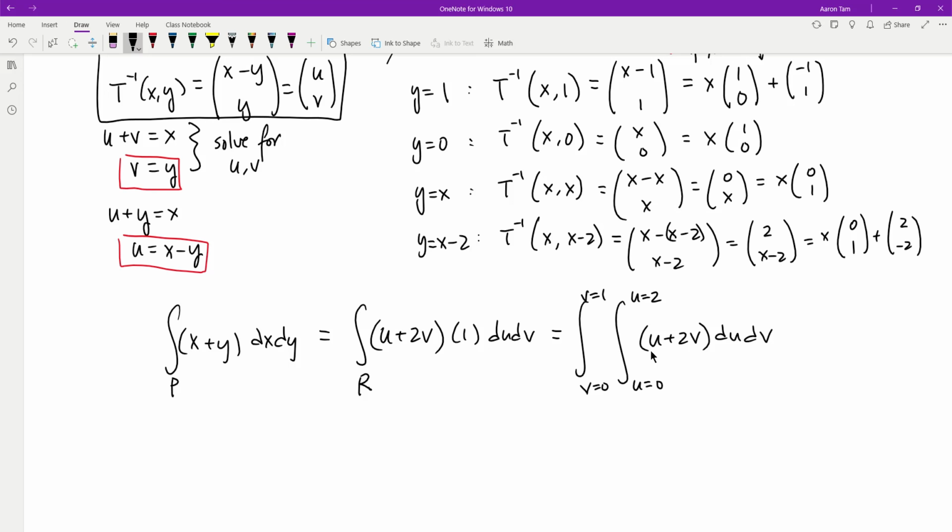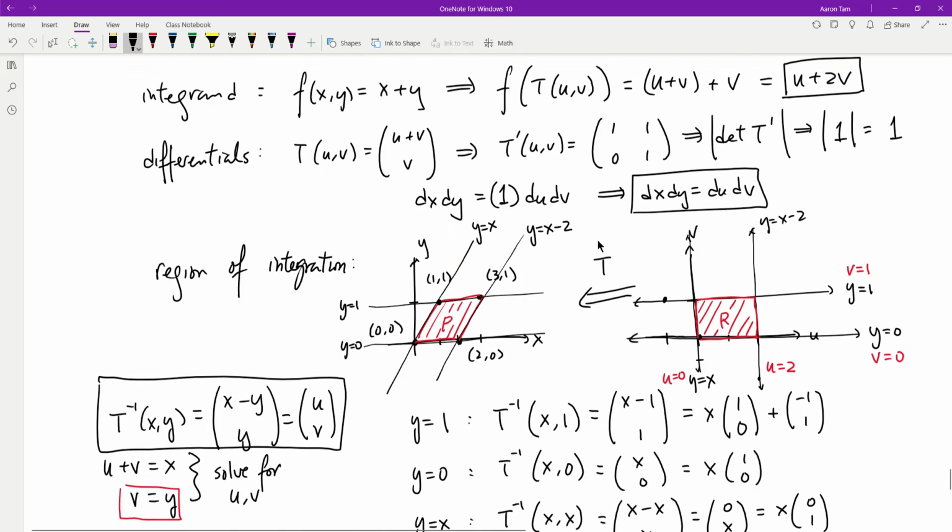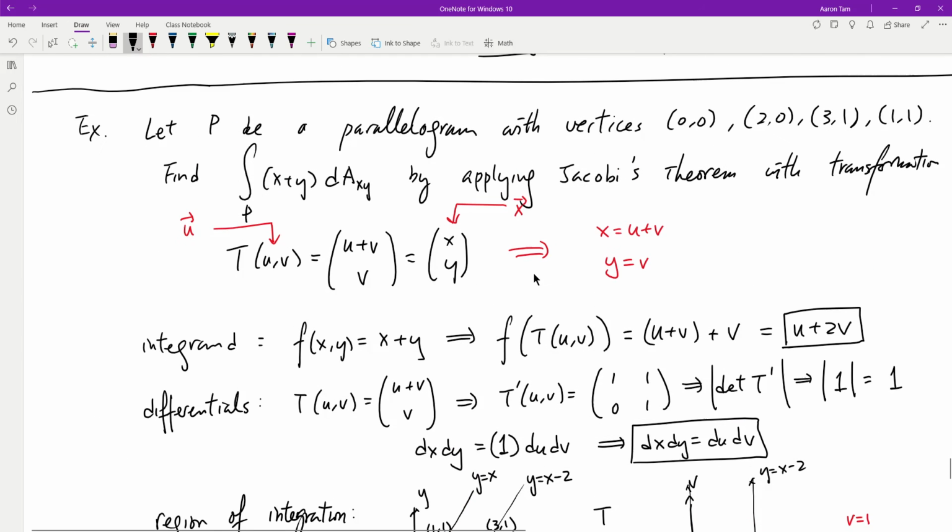And this integral should be relatively easy to evaluate. I believe the answer is 4. You should go ahead and try to evaluate that to make sure that you get the correct answer. I think it's 4, but I could be wrong. If I am wrong, just make a note of that and let me know during class. Okay? So that's basically the outline of how to do a change of variable problem.